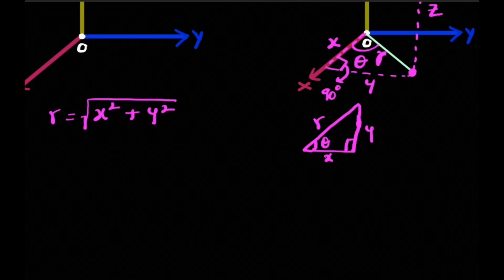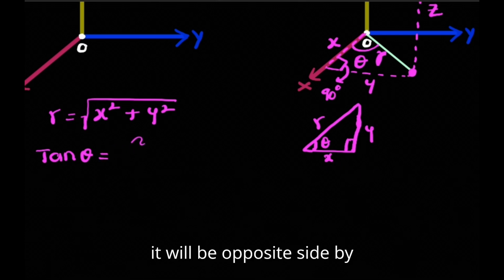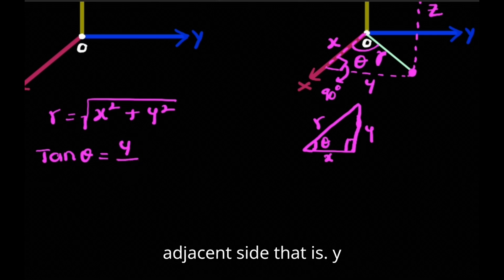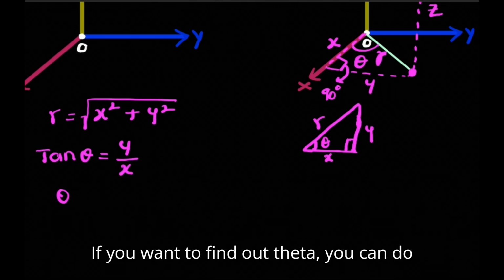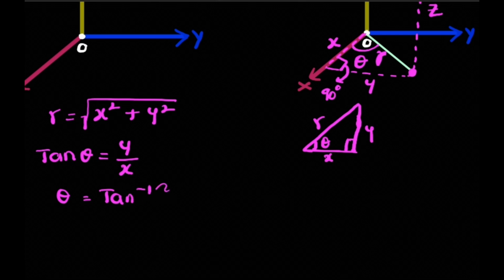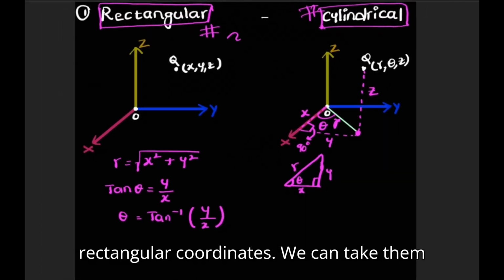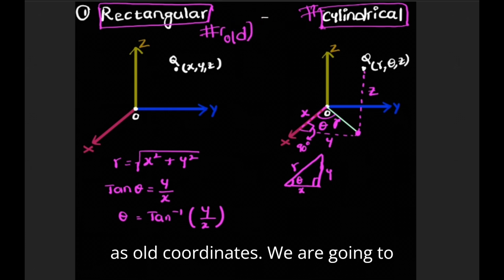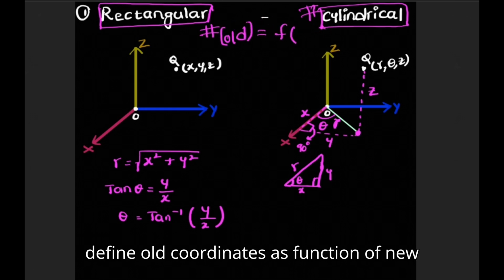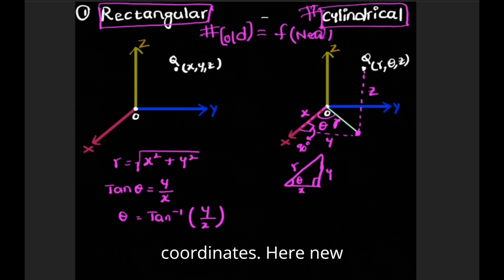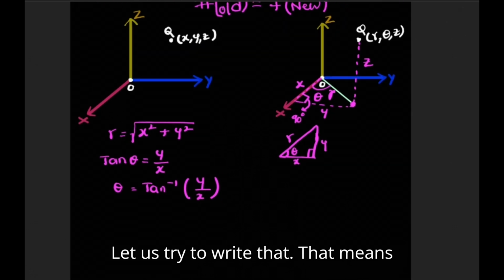And how can you define theta? If you take tan theta, it will be opposite side by adjacent side, that is y divided by x. If you want to find theta, you can take the tan inverse. So now our aim is to write the rectangular coordinates, which we can take as old coordinates, as functions of new coordinates. Here the new coordinates are cylindrical coordinates. Let us try to write that.